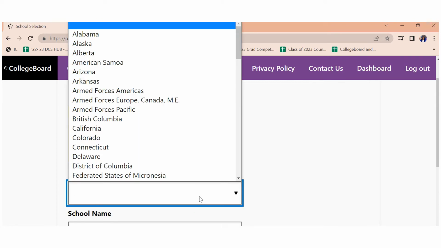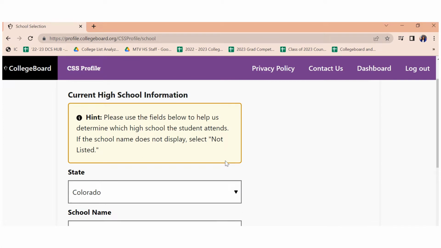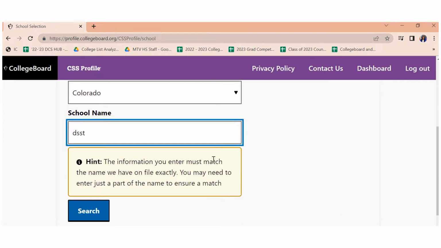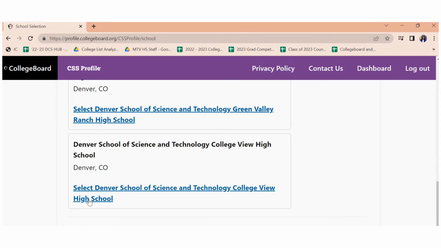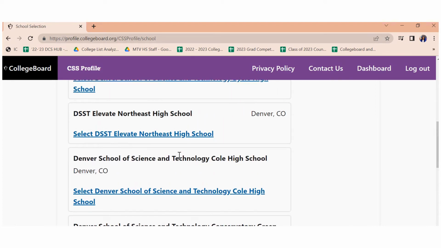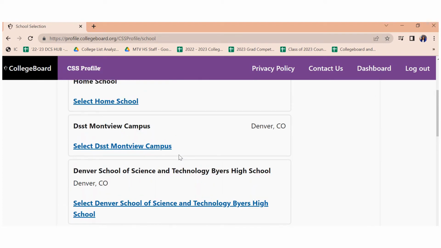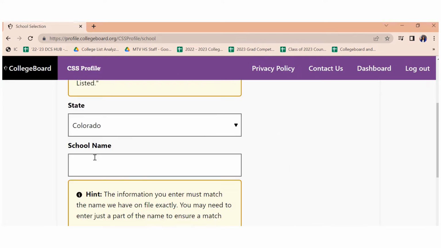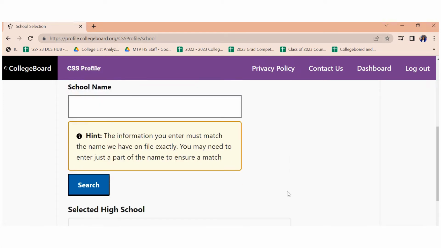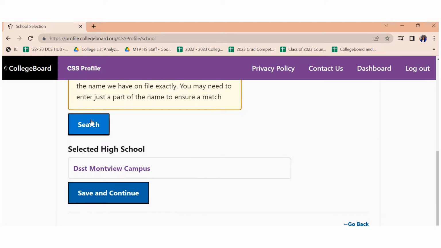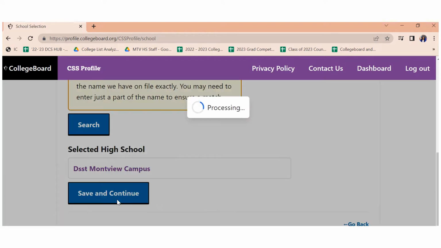The student's high school information, go ahead and put in Colorado. I recommend typing in as little as possible here because searching is always interesting. Let's see if it comes up. There it is, DSST Montview campus. So we will select that. And scroll down, you'll see it pops up here. And go ahead and save and continue.